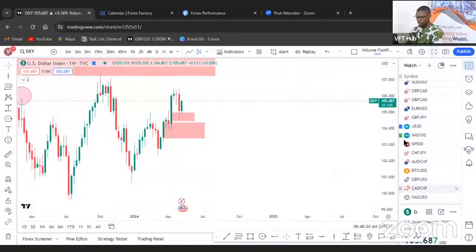Today we'll be going straight into the charts for indices, and by indices I mean the US 30, NAS 100, and also S&P 500. Seeing quickly what the market is doing for us this morning. I believe you can all see my screen now.